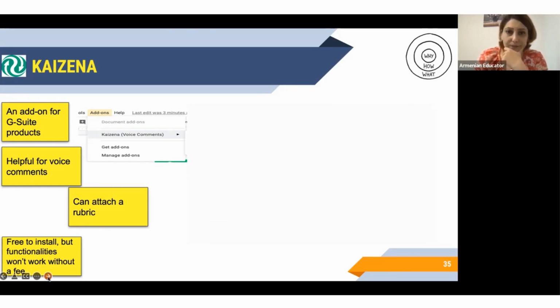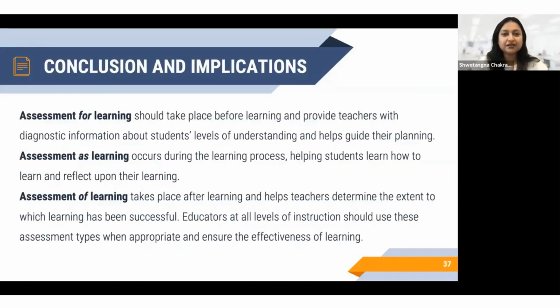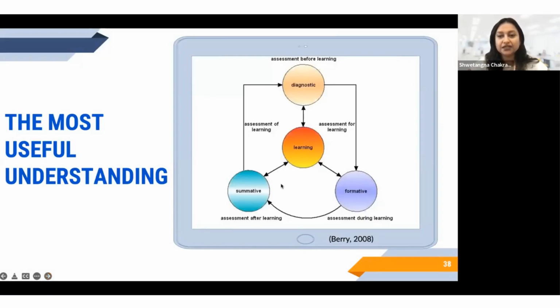Okay. So now, as a conclusion, I would just go over this. Assessment for learning takes place to understand what you need to plan to teach. Assessment as learning is ongoing, should always happen in the classroom. Assessment of learning is the end product. And this is a flow chart which will give you an idea how to plan your assessments, especially when you're doing it online and as hybrid learning.